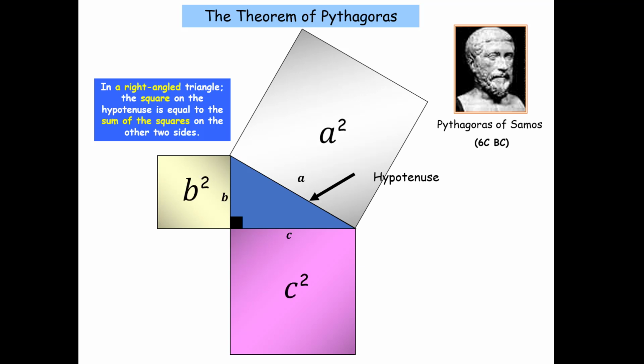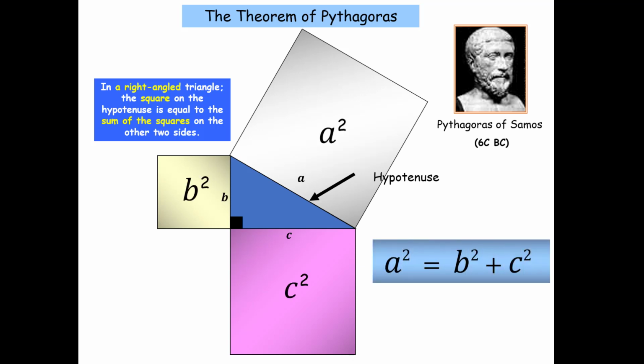In short, a squared is b squared plus c squared. Note, it's not a is equal to b plus c. It's the squares that are equal. And this is the theorem of Pythagoras.